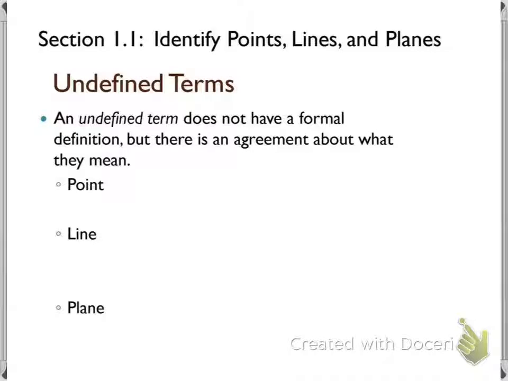So in section 1.1, our first section, we have identify points, lines, and planes. But to begin geometry, we first have to look at our undefined terms. And these are three things that we start with. We don't have a formal definition for them. That's why they're called undefined. But we've just kind of accepted that this is what they are. This is the very beginning of the process.